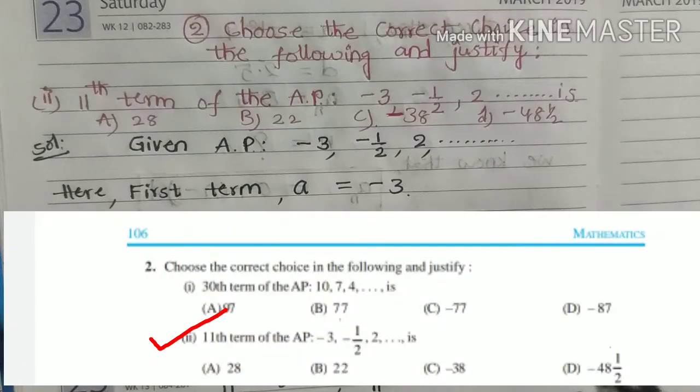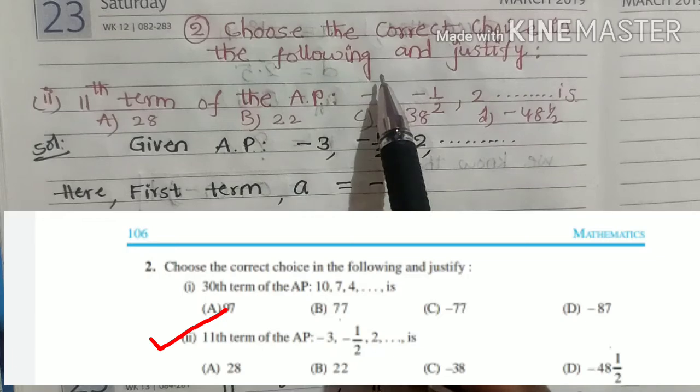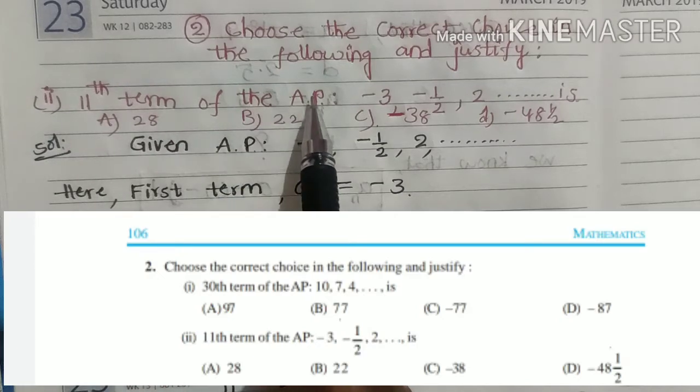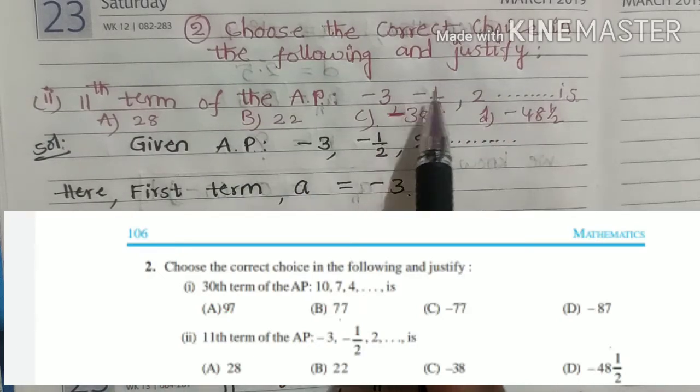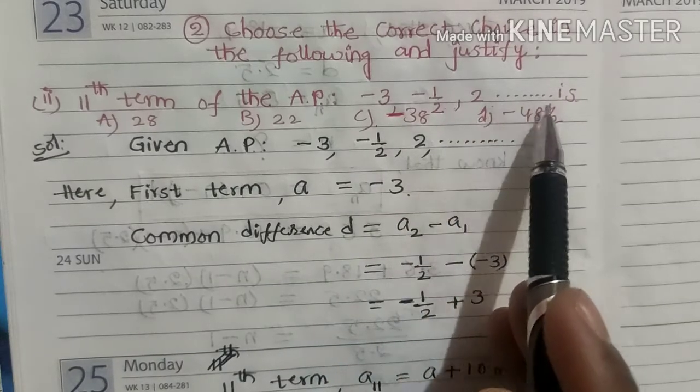Exercise number 5.2, question number 2. Choose the correct choice in the following and justify. In that we are taking the second question. They are asking us to find the 11th term of the AP. The given arithmetic progression is -3, -1/2, 2 and so on.